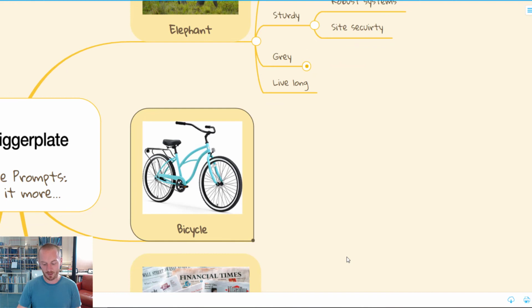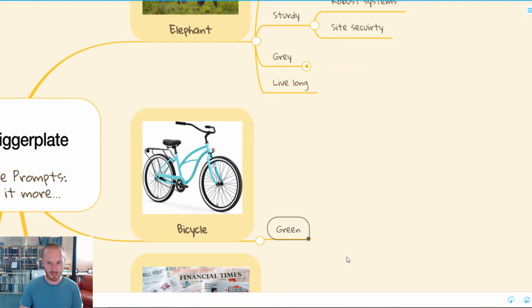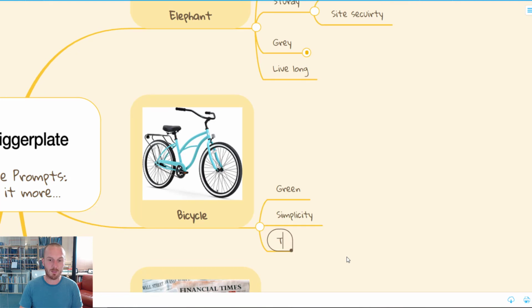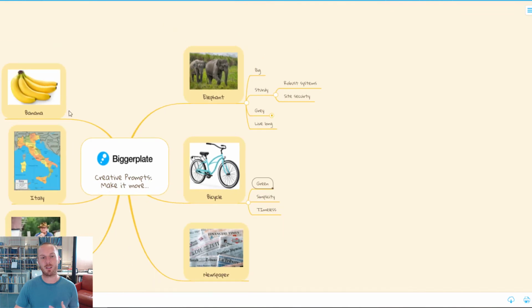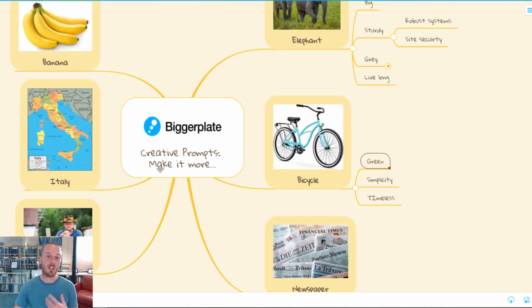If you go down to bicycle, you might start to think about green, about simplicity of design, about it being timeless. And we can just pull on any of those threads. Well, a bike is green. What could that mean for us, and where could we go with that? Again, the mind map is just going to enable us to brainstorm around any of these topics. And using very simple, slightly silly prompts like be more something is a really great way to prompt your thinking. And importantly, if you do that using a tool like MindMeister, you're going to actually be able to capture and develop that thinking really, really easily and coherently using the mind map and the visual way of representing all of those connections that you're making.